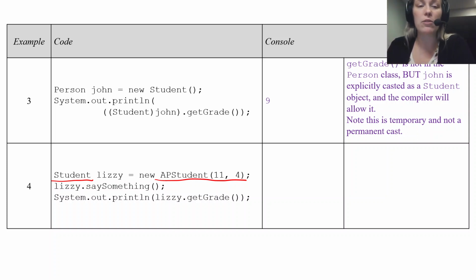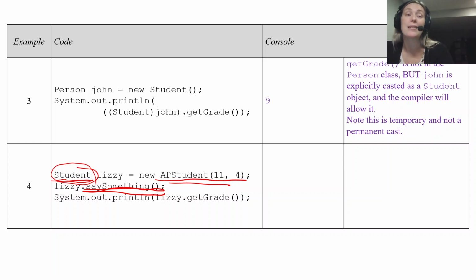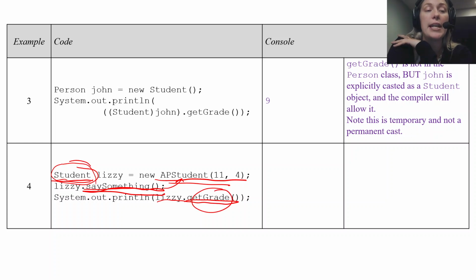Okay, so student equals new AP student. Perfect. Lizzie dot say something. Say something is in both student and AP student. So it's correct. You can run that code because say something is in the student class. And then when we actually go to run it, it'll run the say something method in AP student. This next line, Lizzie.getGrade, getGrade is a method in student. So that's good. It's a method in student, so it compiles.